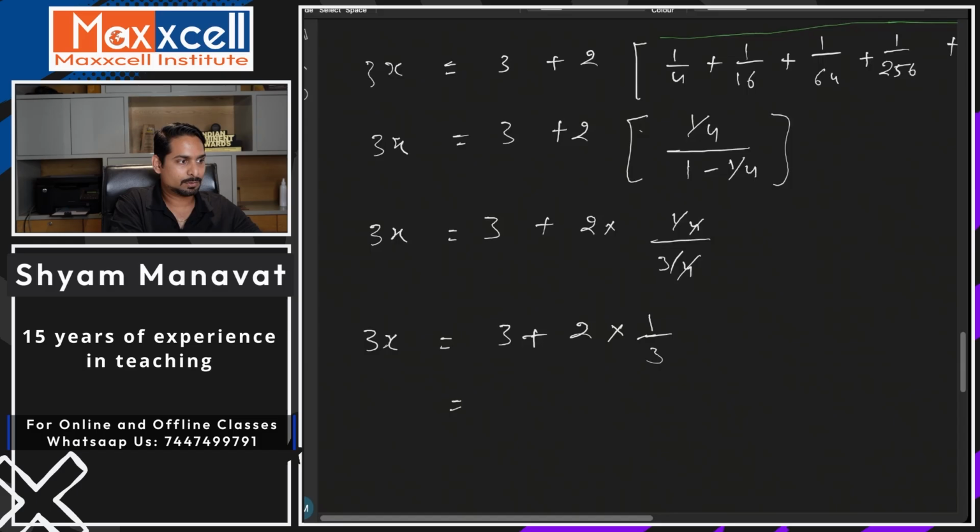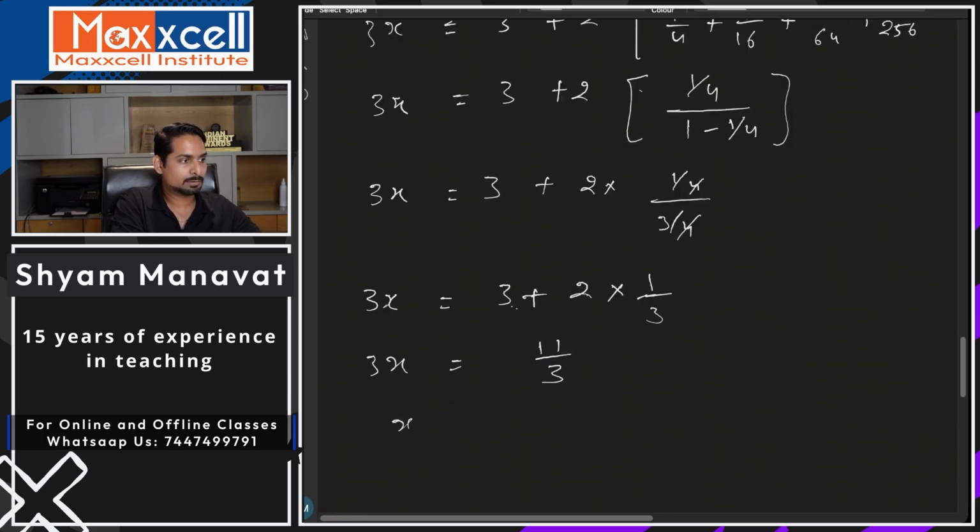So here you get 3 plus 2 by 3, that will get you 9 plus 2, 11 by 3. This is equal to 3x. So x will be 11 by 9. Okay, this is what we wanted to find out. So this is the answer.